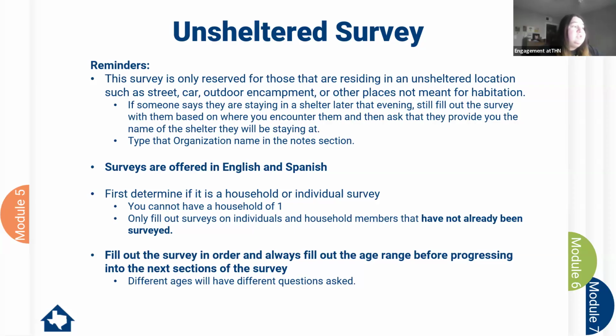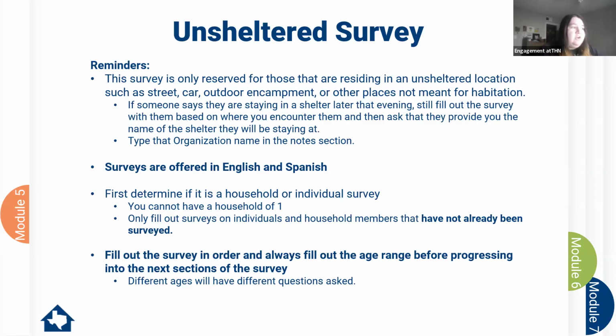And you will first need to determine, similar to the sheltered survey, if you're filling out a survey on a household or people connected through familial connections, either spouses or partners, or a family of adults and children, or an individual survey. Again, you cannot have a household of one and only fill out surveys on individuals and household members that have not already been surveyed. So just make sure that you fill out the survey in order and always fill out the age range before progressing into the next sections of the survey.